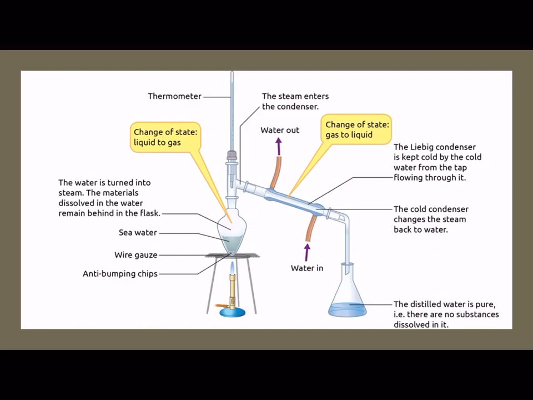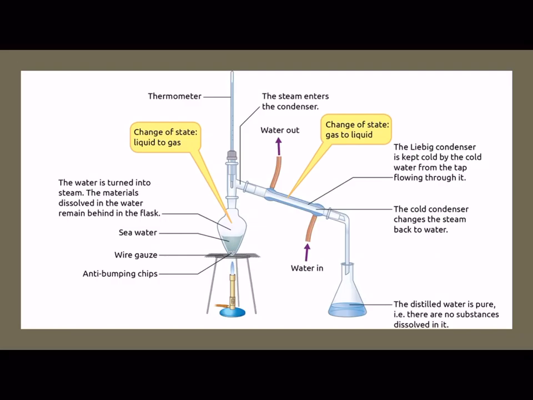We use anti-bumping chips. These are used to keep the boil quite steady and not boiling over. As you can see, our Bunsen has an open collar, so we have a blue flame. This would heat the solution in the pear-shaped flask. This would vaporize, so it goes from liquid to gas and it moves up, and then it starts to come down the glass tube.